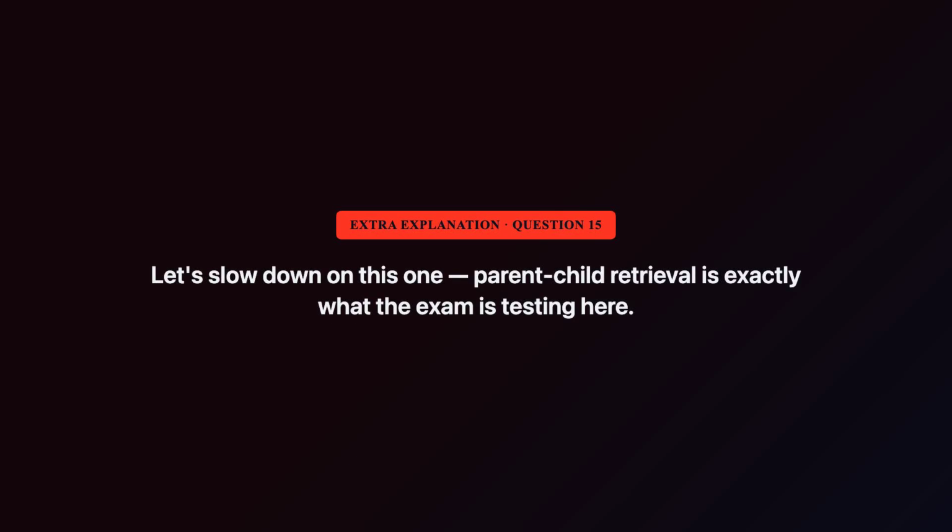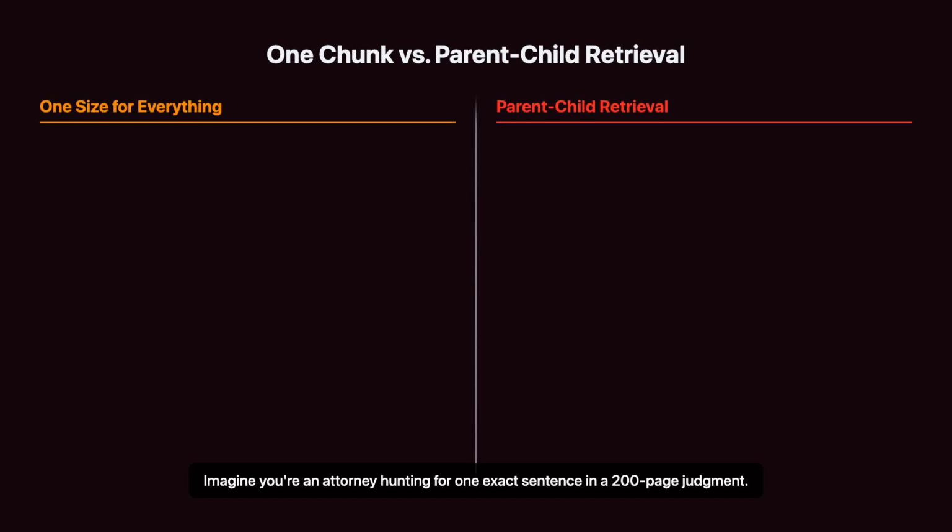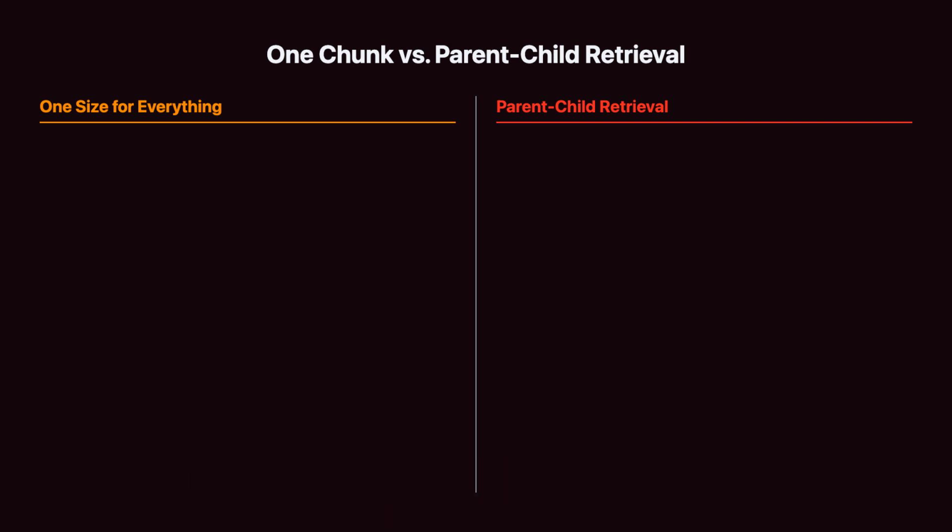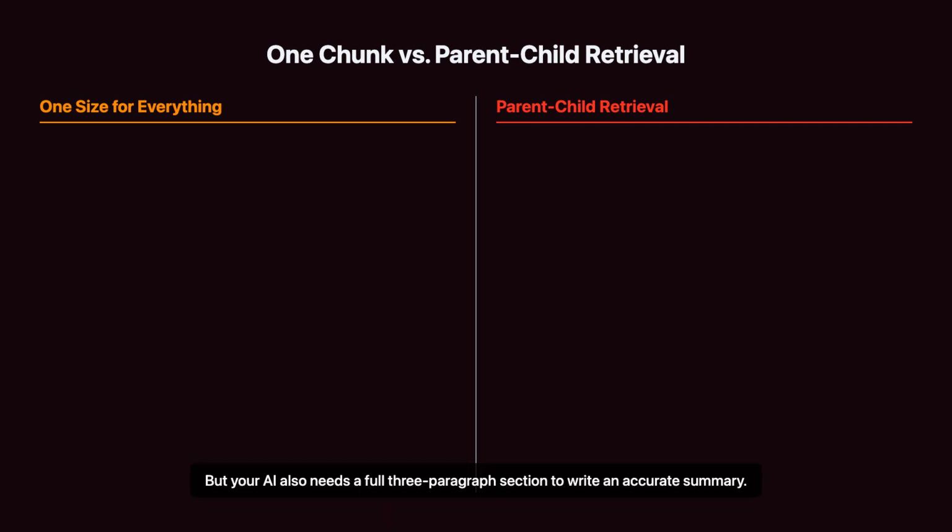Let's slow down on this one. Parent-child retrieval is exactly what the exam is testing here. Imagine you're an attorney hunting for one exact sentence in a 200-page judgment. You need it pinpointed, not a section, not a chapter, but your AI also needs a full 3-paragraph section to write an accurate summary. Those are two different jobs.